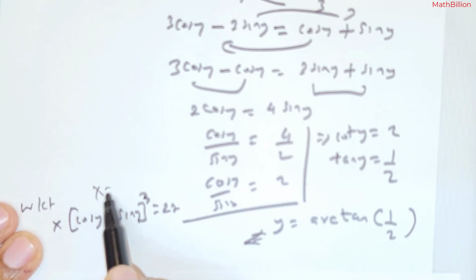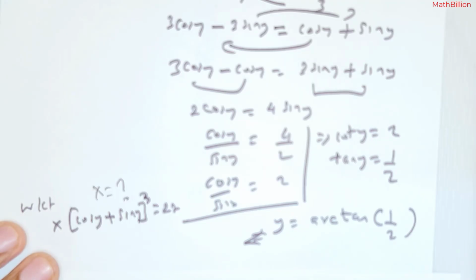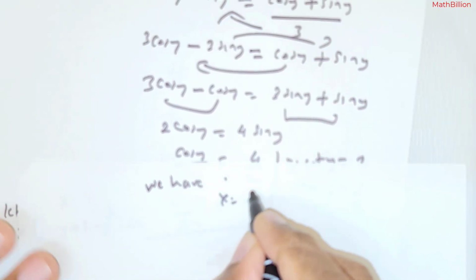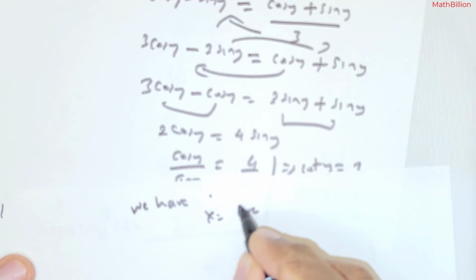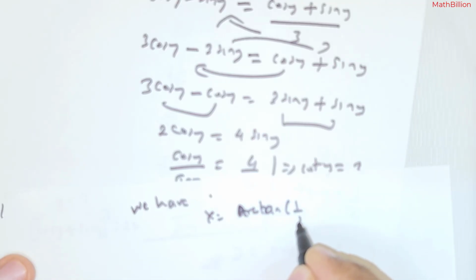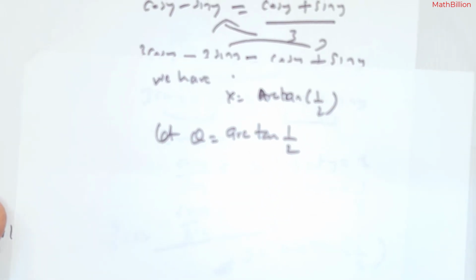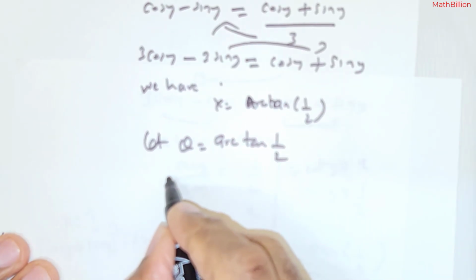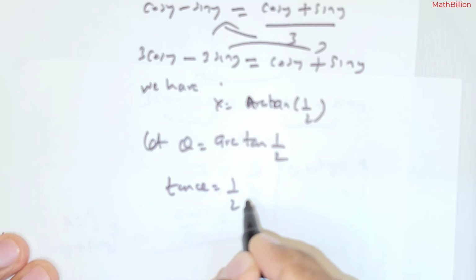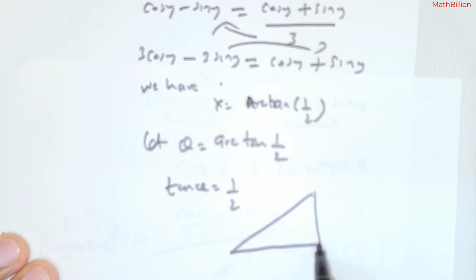So x will also be required here, right? And how do we do that? We have this information. So what do we have? We have x is equal to arc tan of 1 over 2. Now let me take theta to be arc tan of 1 over 2. So that means tan theta is equal to 1 over 2. Now you go and draw the right triangle.